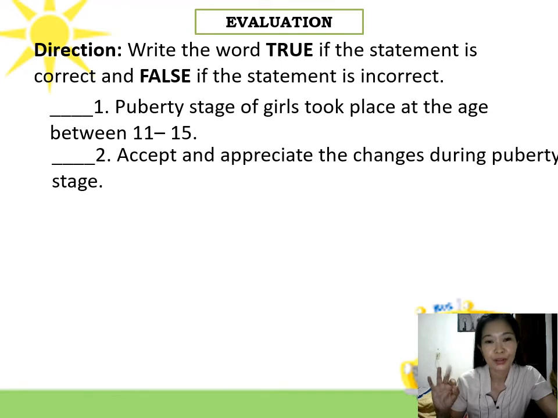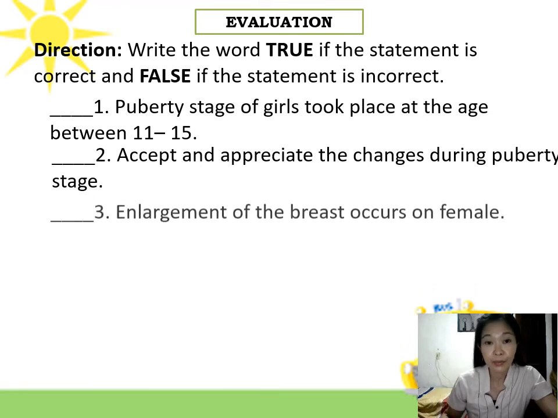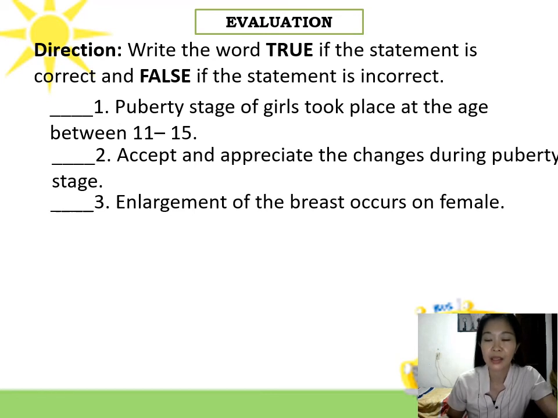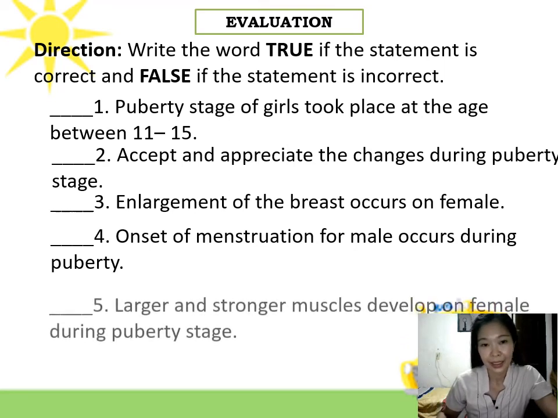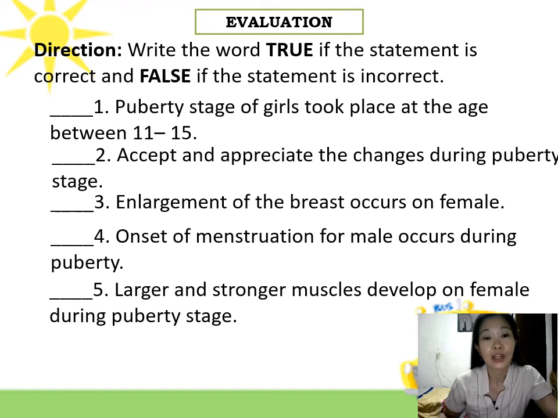4, 3, 2, 1. And number three, enlargement of the breast occurs on female. And number four, onset of menstruation for a male occurs during puberty. And finally, number five, larger and stronger muscles develop on female during puberty stage. Are you all done? Okay, very good. So let us check your answers.